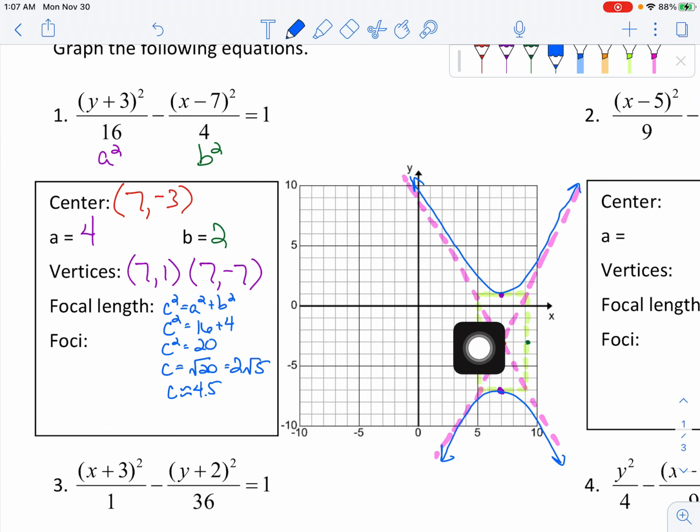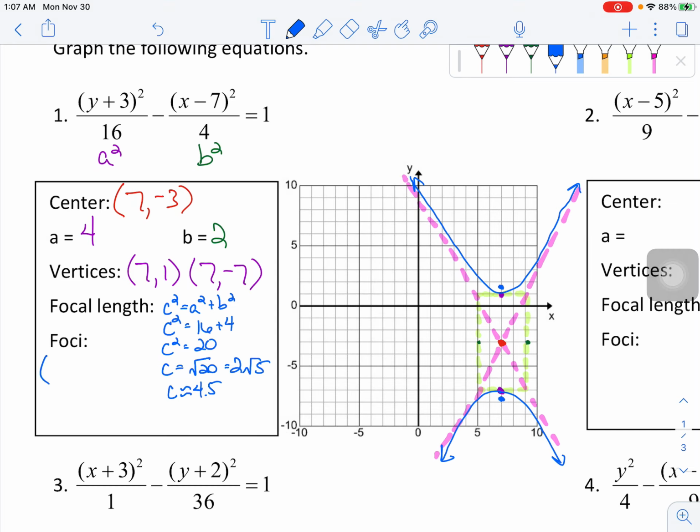So from the center, I'm going to count up along this transverse axis, but then I'm going to go beyond the vertex here, 4.5. So this is 1, 2, 3, 4, and that gives me a focus of right about there. And I'm going to mirror it on the other side. Okay. So just like a parabola curves around the focus, so does a hyperbola here. So make sure that the foci are within the curve, not within the rectangle.